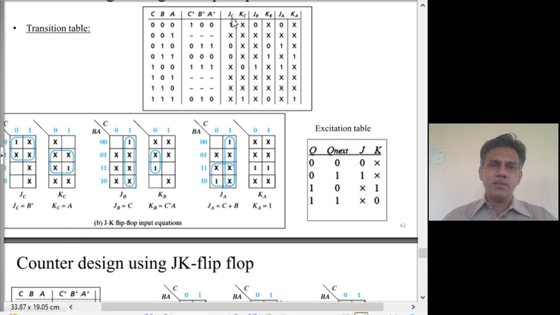How do we arrive at JC? For that you have to look at C and C plus. So right now you only concentrate on the column corresponding to C and C plus. For each row we have to look at the value of C and C plus and fix the value of JC. For each of that you have to look at the excitation table. When C is 0 and C plus is 1, that is 0 1, J has to be 1, K is don't care. So J has to be 1, K is don't care for C.